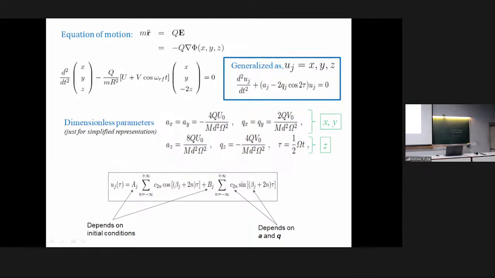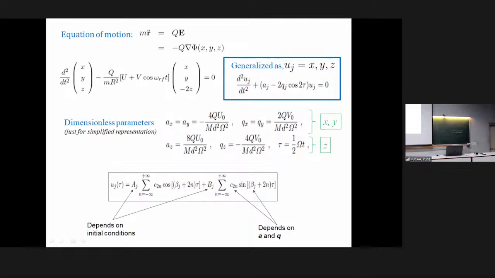Just get a feeling. So this A, since it's radially symmetric, AX and AY will be the same, and AZ is different. There is a factor of 2 difference there. A depends on the DC part of the electric field, and Q depends on the AC part of the electric field. Both A and Q are dimensionless.